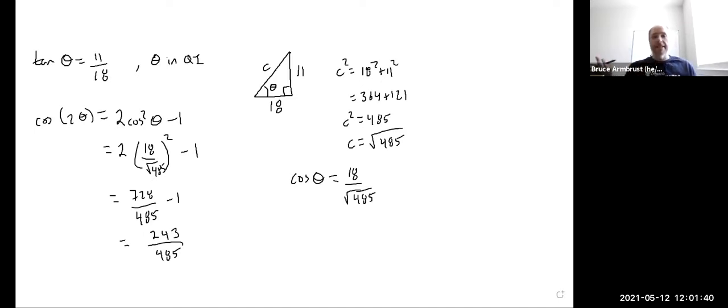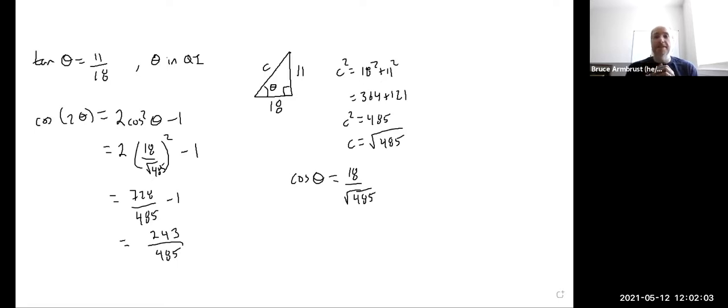Anyway, so again, check this out. Do we know theta? Nope. Do we know 2 theta? Nope. Do we care about them? Not really. But we're able to actually determine what the cosine of that double angle is, even without knowing the angles themselves.